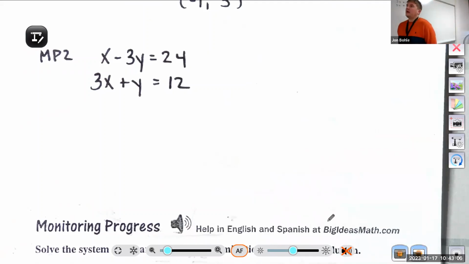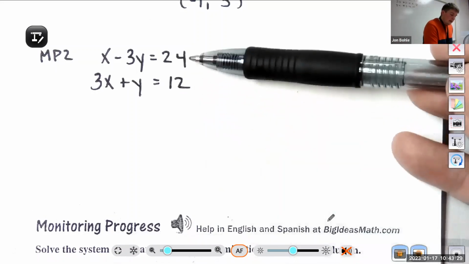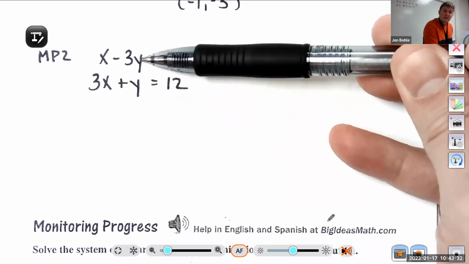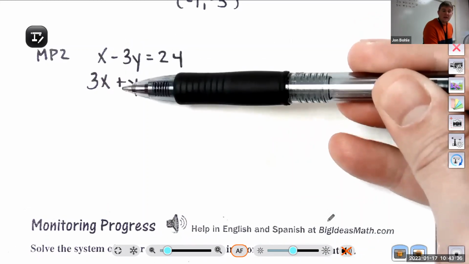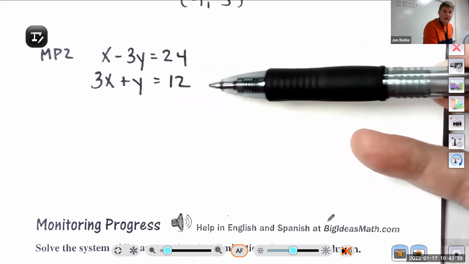Okay, so as I look at this and I look at the previous 2 examples, I created opposites in the x's both times. So I'm going to create opposites in the y's here just to show you that you can use either of them. When I look at this, you have to try to know what variable or what equation to multiply. If I look at this, this already has a value of 3, right? So this is the one that has a value of 1. So this is the equation I want to multiply.